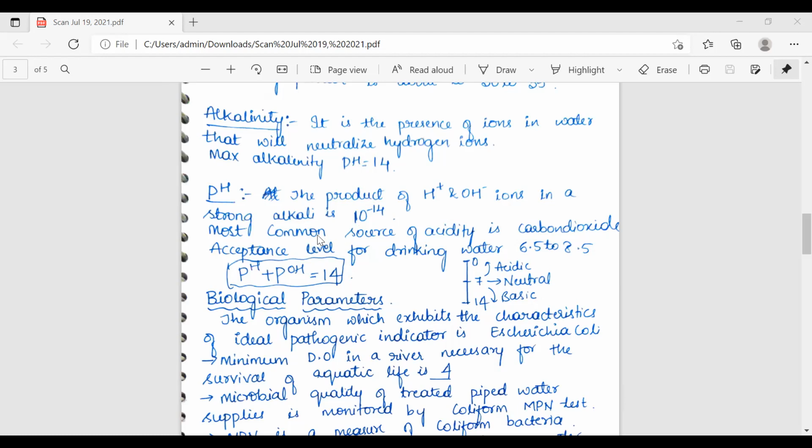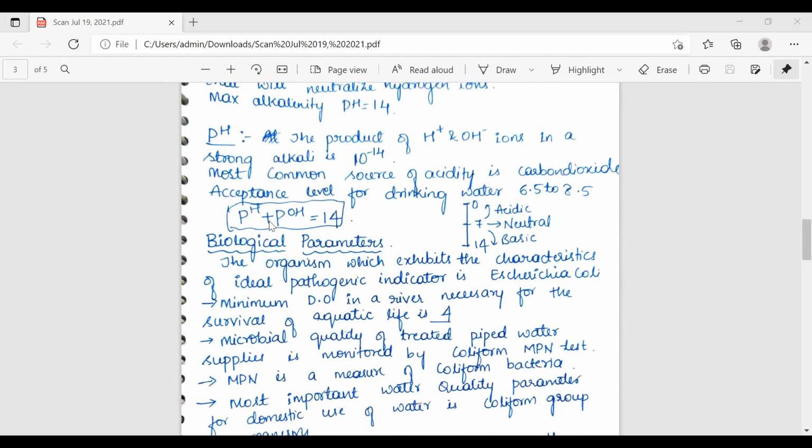The most common source of acidity in water is carbon dioxide. The acceptance level for drinking water is 6.5 to 8.5. That is, the pH of drinking water should be around 6.5 to 8.5. As we have learned, there is a derivation for this formula: pH plus pOH is equal to 14. And this pH can be determined by using a potentiometer or pH meter. This is about the chemical characteristics.